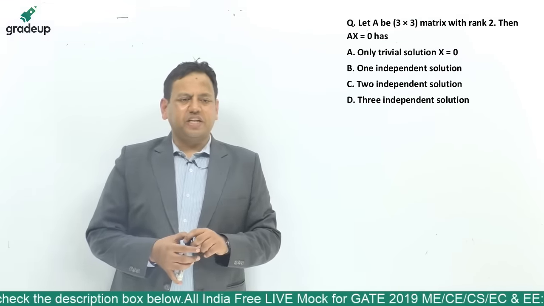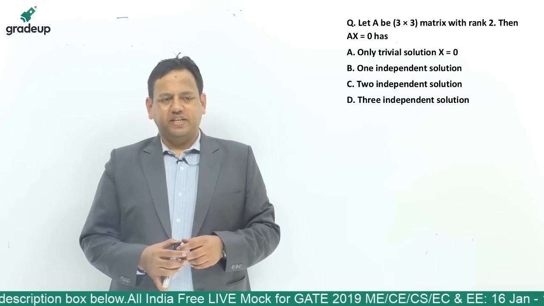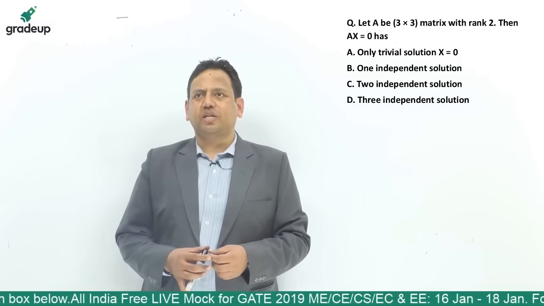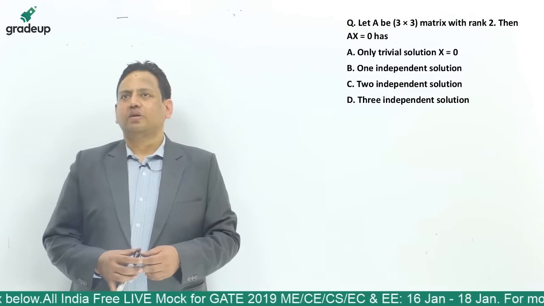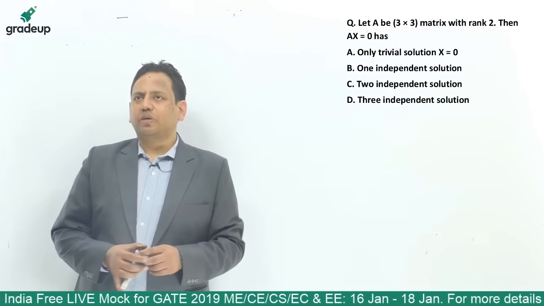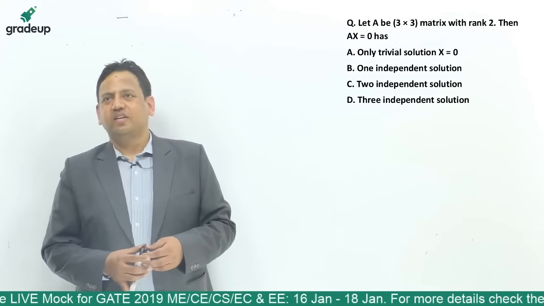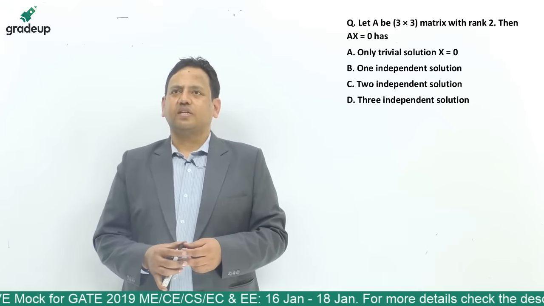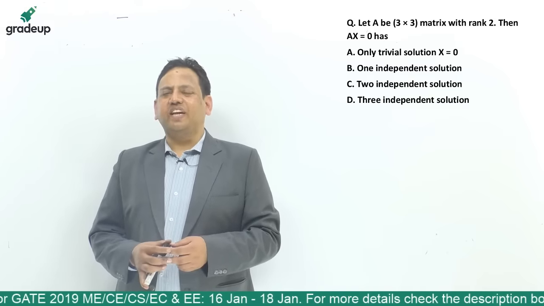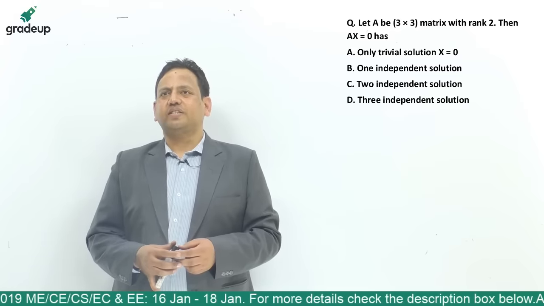A is a 3 cross 3 matrix with rank 2. Then AX has a... The number of variables is 3, rank is 2. So what is the number of independent solutions? Puneet, what was your answer? If your answer was 2, then it is correct. If it is 3, it is wrong. Inconsistent, same as infinitely many? Who said that? Inconsistent means no solution.